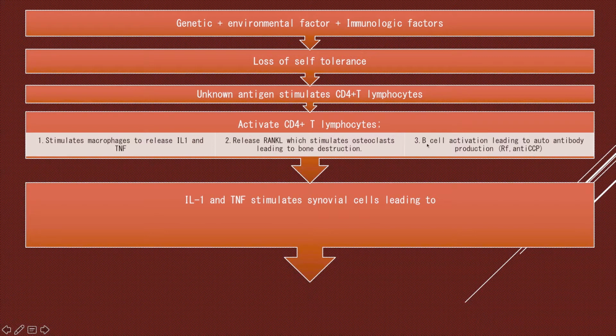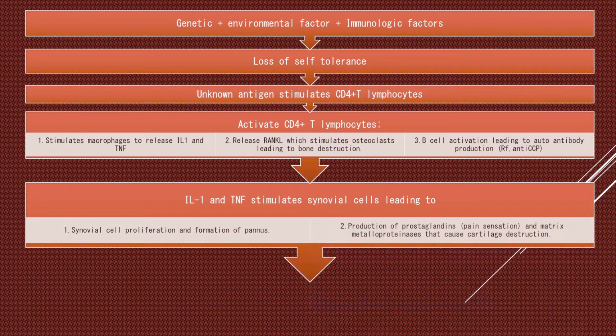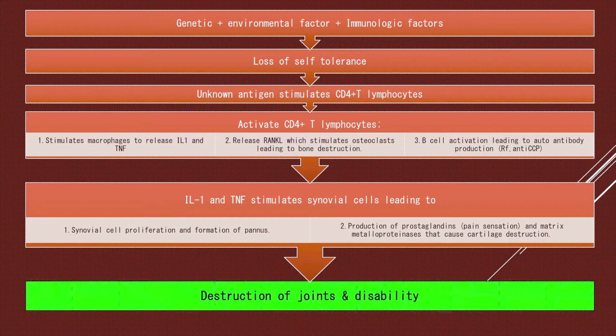The macrophages which release this IL-1 and TNF, these inflammatory mediators are very dangerous. They cause, number one, synovial membrane proliferation. The synoviocytes proliferate, and there is formation of pannus inside the joint capsule. Number two, there is production of prostaglandins, which cause pain and inflammation inside the joint. And second, matrix metalloproteinases, MMP enzymes, are released, which cause cartilage destruction. So ultimately the destruction of joints happens, and chronically it leads to disability.